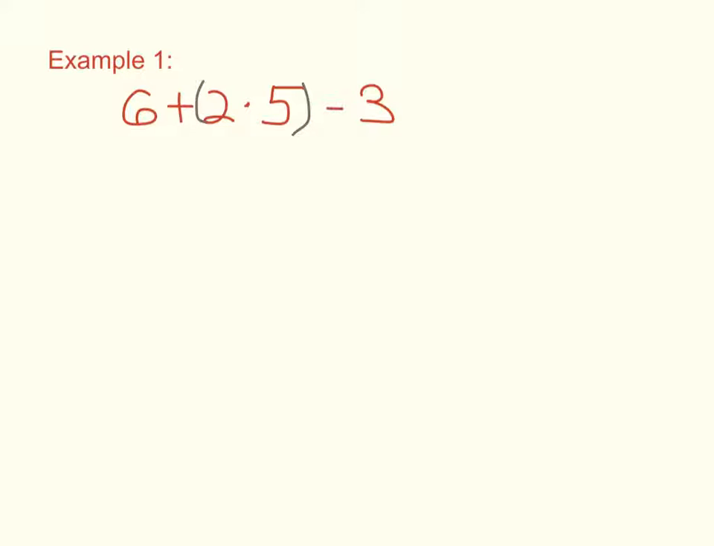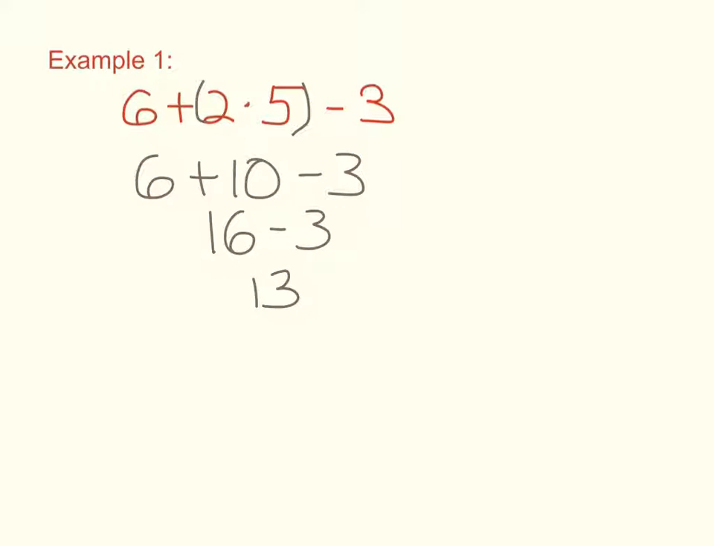So the first thing that we would do then is that multiplication. So we would have 6 plus 10 minus 3. And then now we're left with all addition and subtraction. So we can do those in the order that they come up in from left to right. 6 plus 10 is 16 minus 3. So our final answer would be 13.